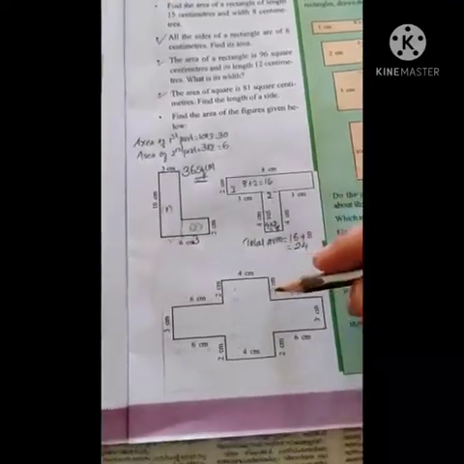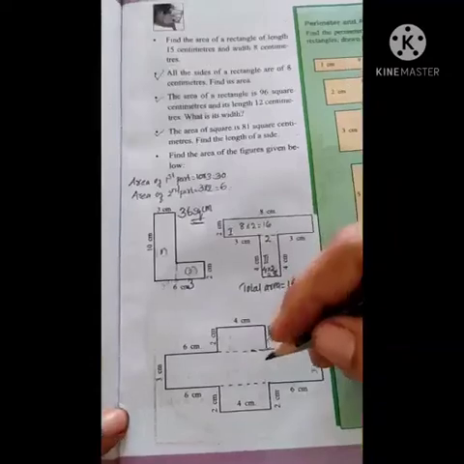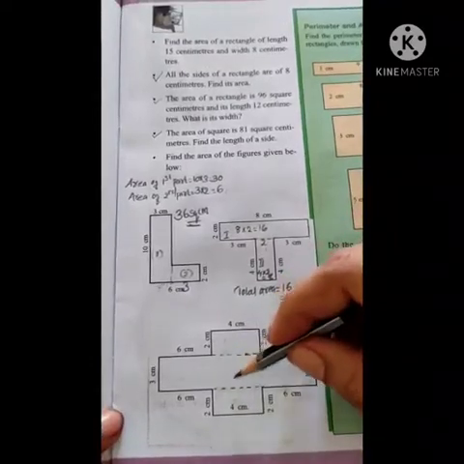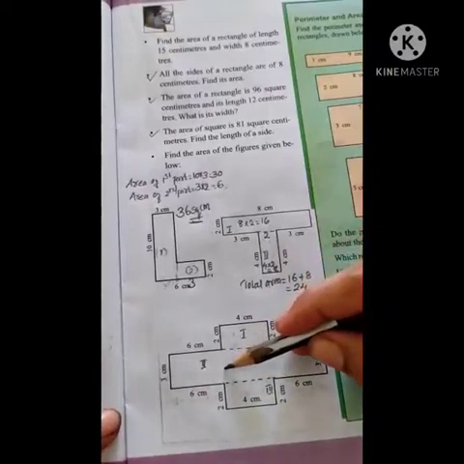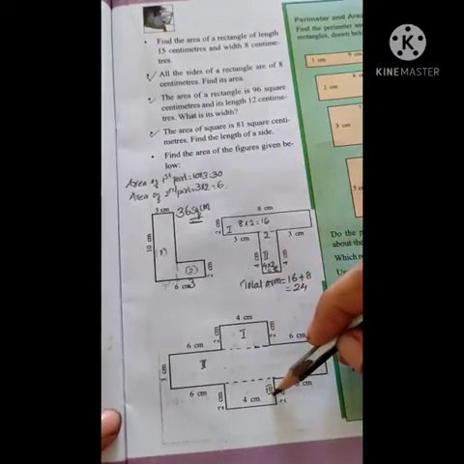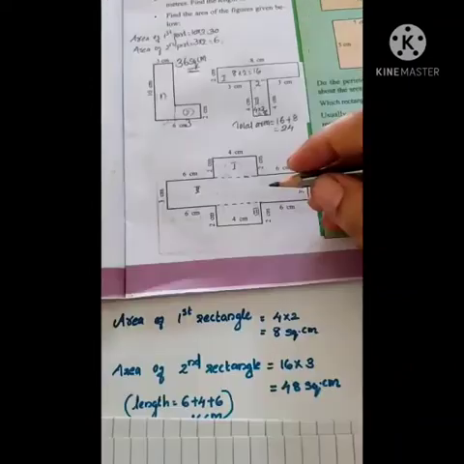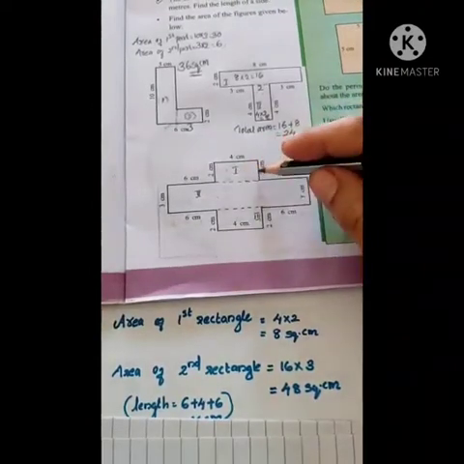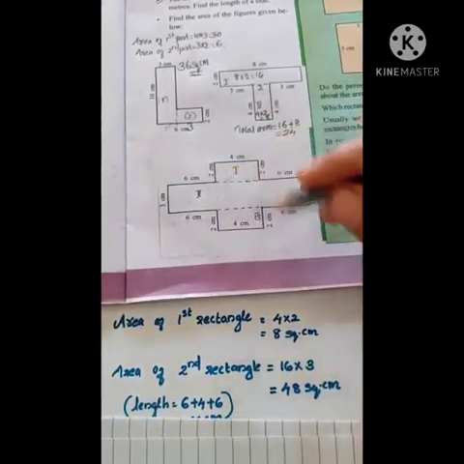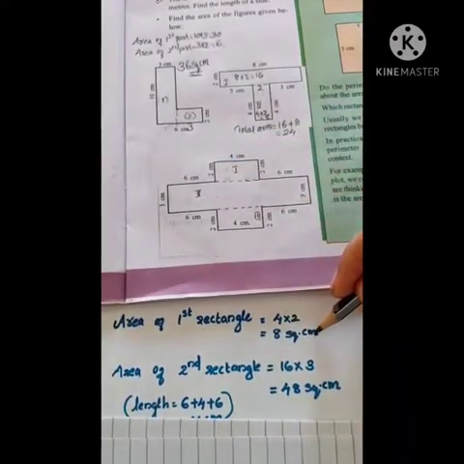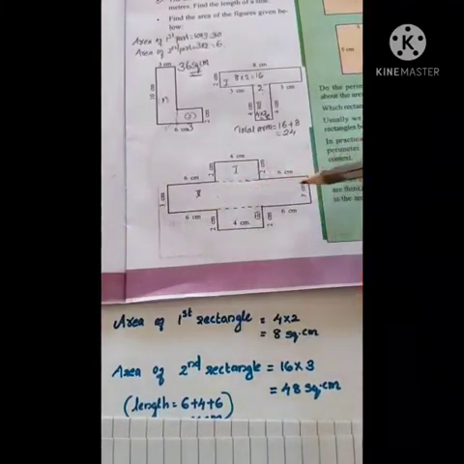Then the last figure. Here this figure is divided into 3 rectangles by drawing two lines like this. This is the first one, second rectangle and third rectangle. First we find out the area of these three rectangles. Area of first rectangle is equal to length into breadth, that is equal to 4 into 2 equal to 8 square centimeter. Then the area of second rectangle.